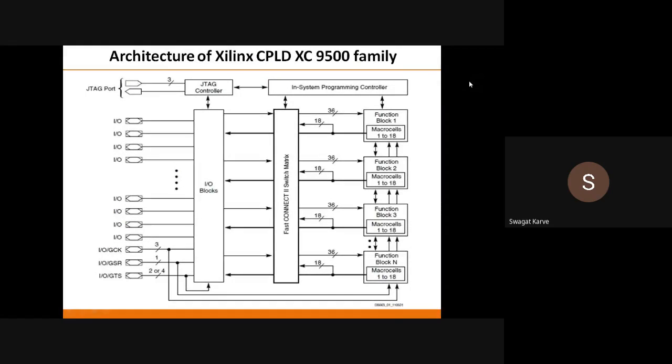Then this is the architecture. Now this is the function block, that is the logic array block with macrocells. It is available there. These are the input output control blocks. This is the JTAG controller with JTAG input and JTAG output port. Then in-system programming control is also provided.